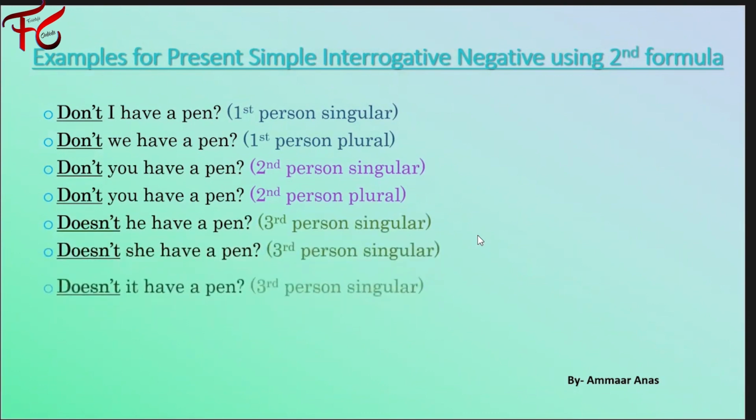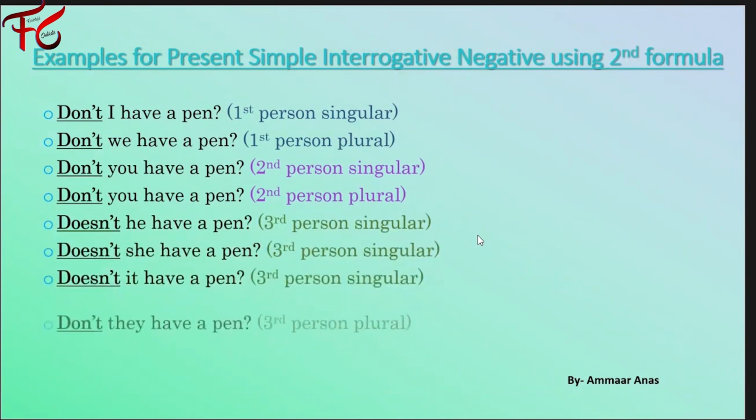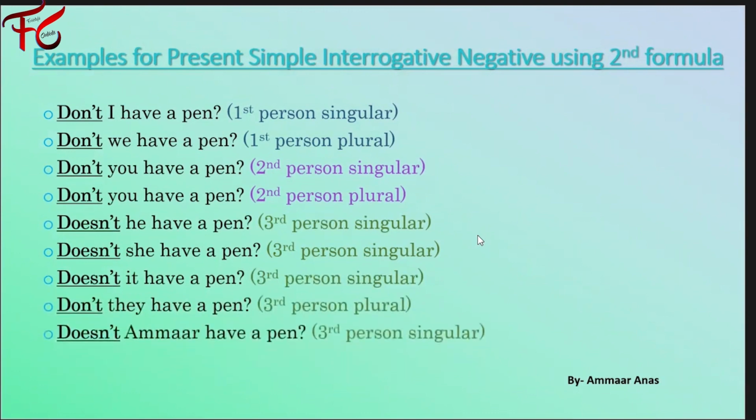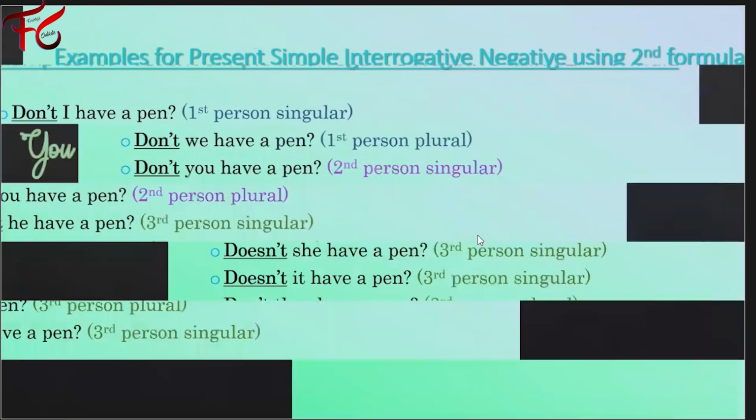Don't you have a pen? Second person plural. Doesn't he have a pen? Third person singular. Doesn't she have a pen? Third person singular. Doesn't it have a pen? Third person singular. Don't they have a pen? Third person plural. Doesn't Ammar have a pen? Third person singular.